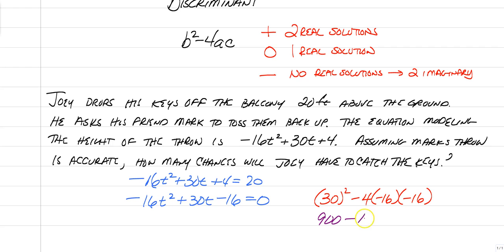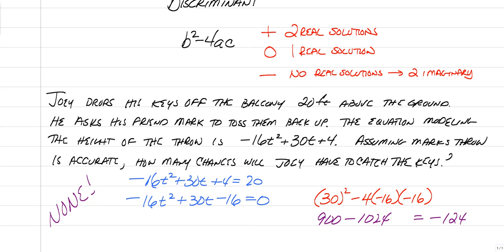256 times 4 sounds like 1024 to me. So 900 minus 1024 is equal to negative, doesn't matter. It's a negative number. It's actually negative 124. But what we're getting at is the fact that it is a negative number. So without having to find the time it takes for the keys to reach the ground or find the maximum height or anything like that, we know that a negative number means that this equation actually has no real solutions. It only has 2 imaginary solutions. So how many chances? He's got none.